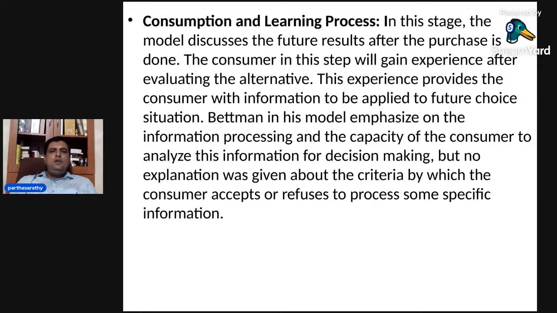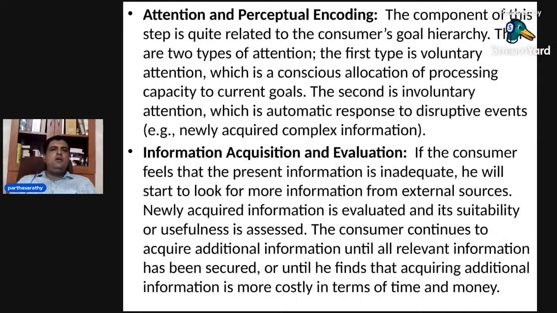So Bettman in this model emphasizes the information processing capacity of the consumer to analyze information for decision, but no explanation was given about the criteria by which the customer accepts and refuses the process. So this is all about the different models.